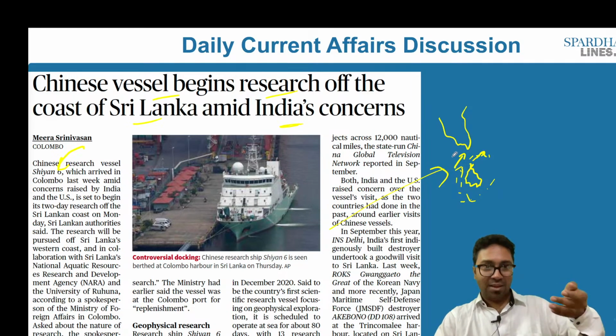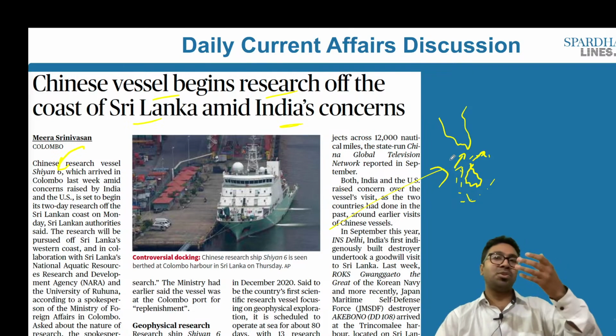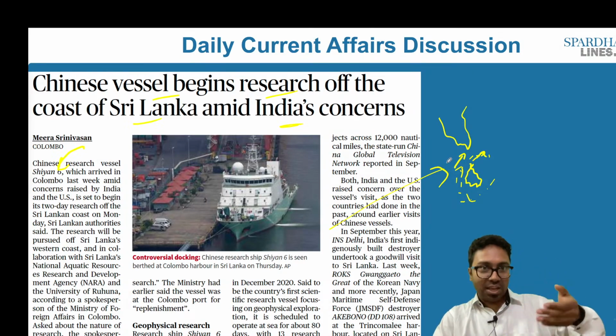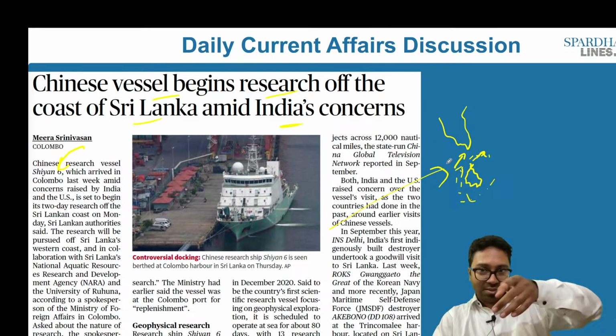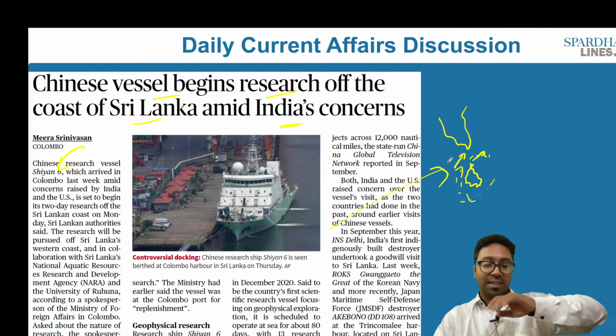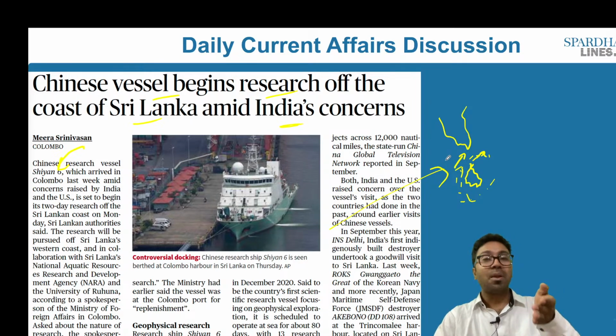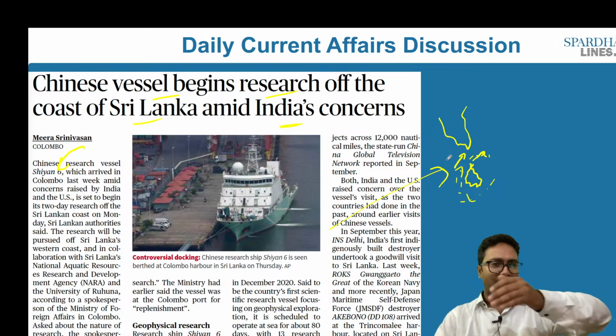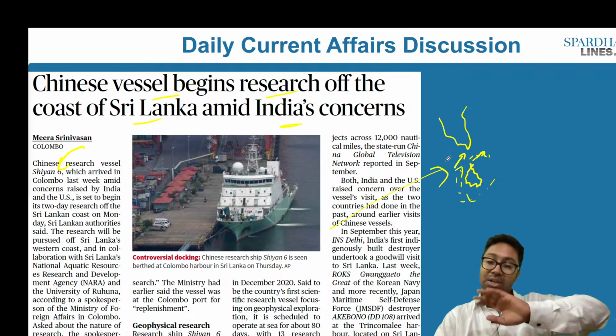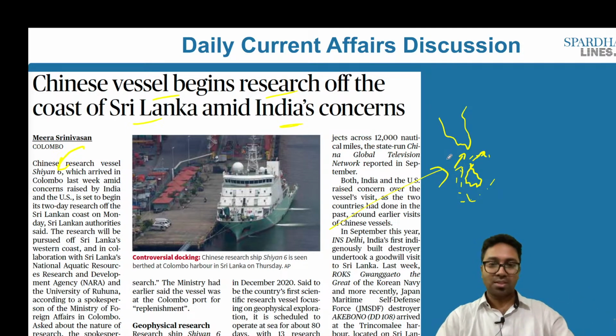So we have India which is opposed to it, but then we have Sri Lanka which has given permission to Chinese naval vessels, and these Chinese naval vessels are now in the western part of Sri Lanka. This could become a problematic issue between India and Sri Lanka because they have given permission, and by default between India and China, is what we have to understand with this article.